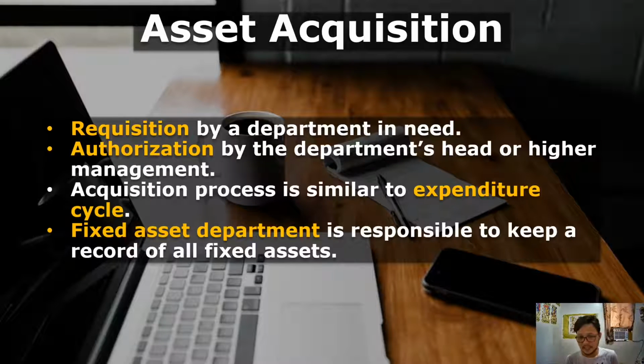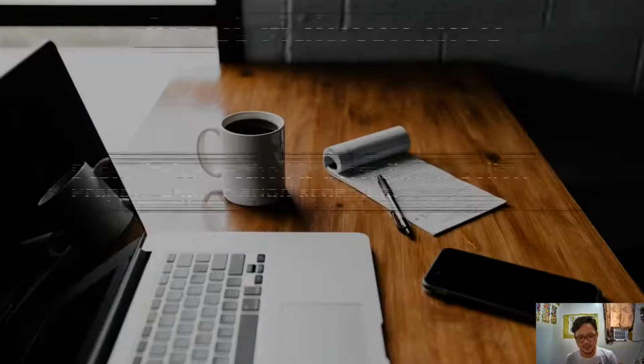Next is, once naaprubahan yung request, kung ano ang process in the expenditure cycle, that is also the process we will follow in acquiring all our PPE items. Next, fixed asset department is responsible to keep a record of all fixed assets. So, fixed asset department need not be a separate department, guys. Do take note that this responsibility can be given to a clerk in the accounting department. So, just like your AP clerk, accounts payable clerk, accounts receivable clerk, pwede din merong naka-assign sa fixed asset lang. So there, that's asset acquisitions.